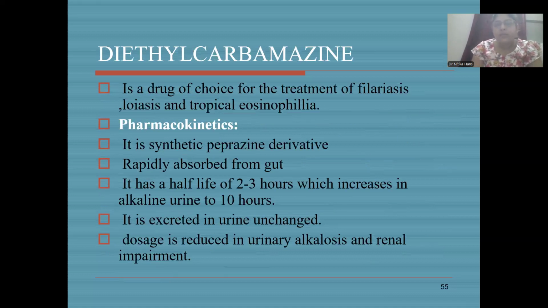Diethylcarbamazine is the drug of choice for the treatment of filariasis, loiasis and tropical eosinophilia, and it is a synthetic piperazine derivative. It is rapidly absorbed from the gut. It has a half-life of 2 to 3 hours, which increases to 10 hours in alkaline urine. It is excreted in the urine unchanged, and the dosage is reduced in urinary alkalosis and renal impairment.